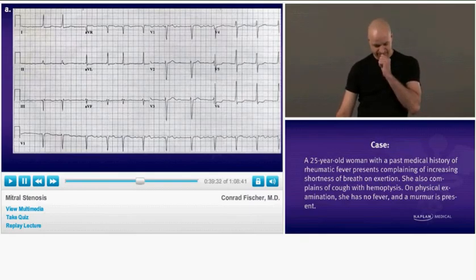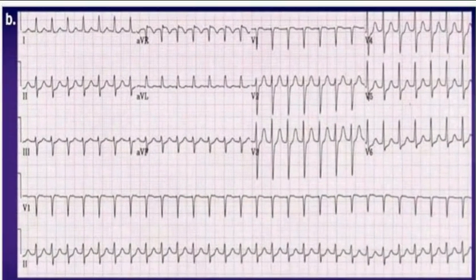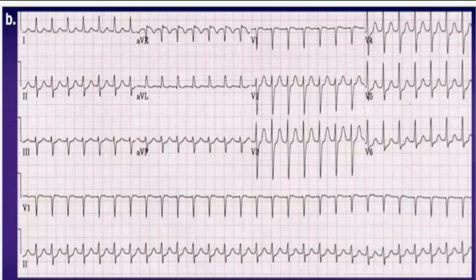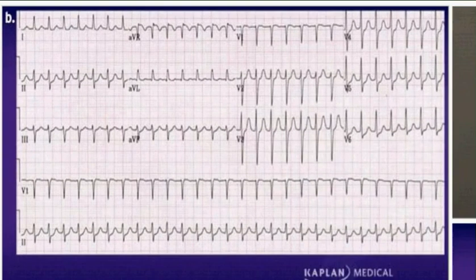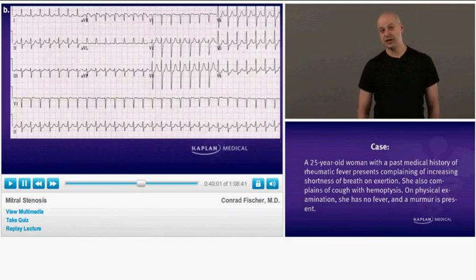Next one, choice B. What do you see? Hairline regular R-to-R intervals. Is it narrow or wide complex? It's narrow, less than 100 milliseconds. Now, look closer. Do you see P waves there? That's not a P wave, that's a T. Do you see P waves? No. Do you see fibrillatory waves? No. Do you see flutter waves?